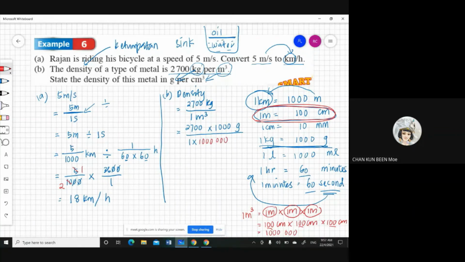Up to you, you also can pull out the book. How does the book write? The book is something like this. They wrote this, it is equal to this part: 100 times 100 times 100.